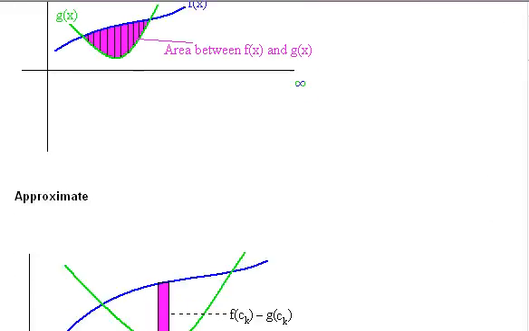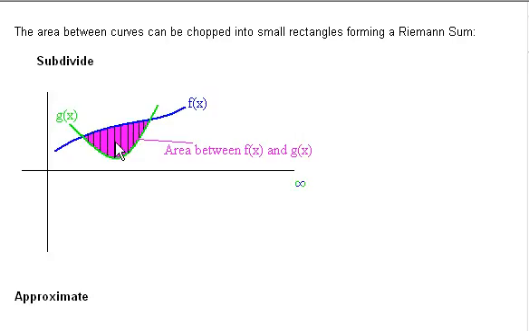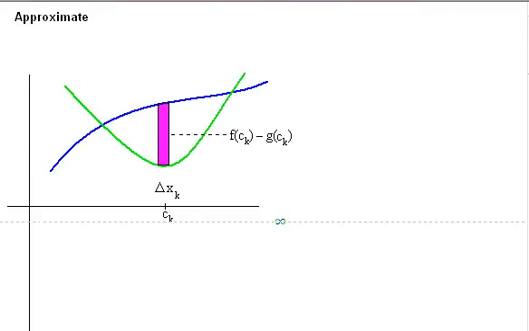We're going to approximate that piece, one of those pieces, with a rectangle whose height is f of c sub k minus g of c sub k, where c sub k is some x in the interval delta x sub k, and delta x sub k is the width of the rectangle. So even though it's true that this piece isn't a rectangle exactly, we're going to approximate it with this rectangle. And of course, the area of this rectangle is delta x sub k times f of c sub k minus g of c sub k.